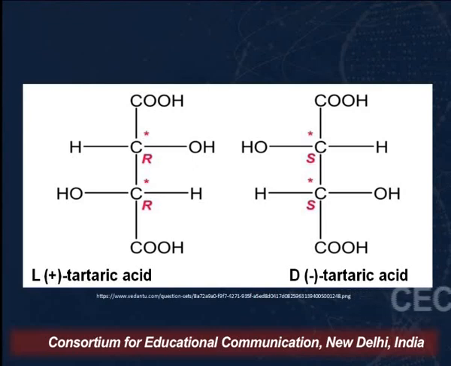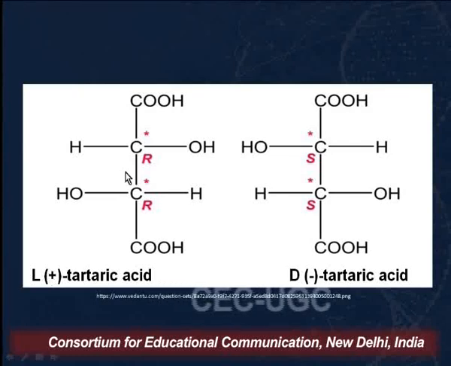That means Fischer was such a genius that, on guesswork and on some facts, he was able to give configurations to the members of the D family and the members of the L family. As you can see on your screens now, these are structures of tartaric acid. The first tartaric acid is dextrorotatory, as indicated by plus.